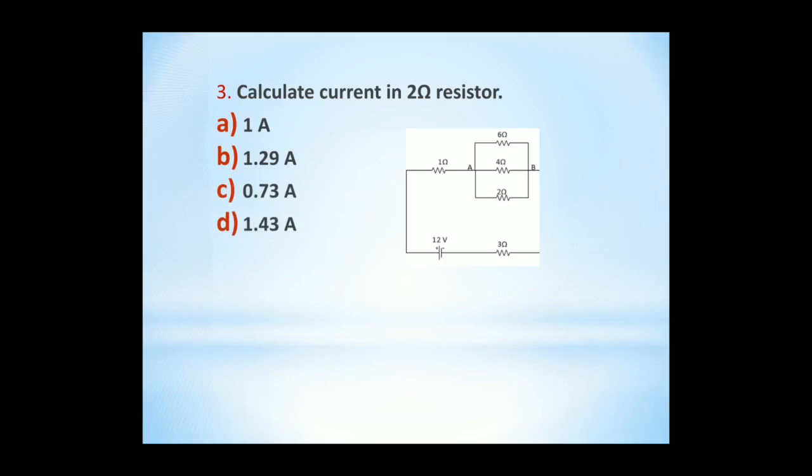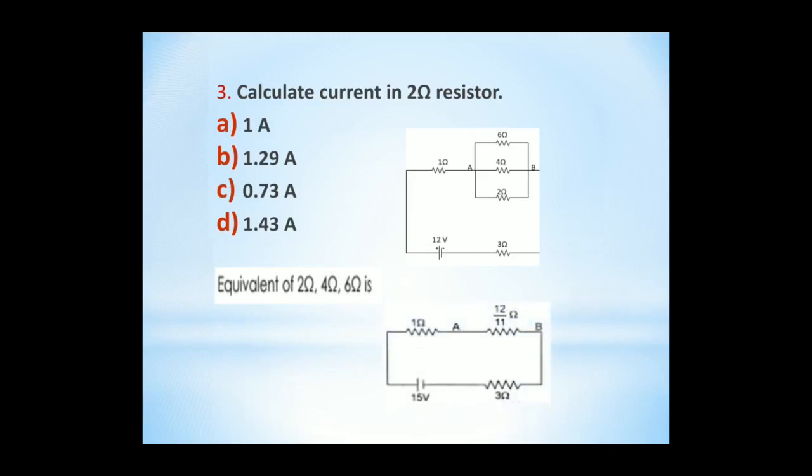We have 3 resistors connected in parallel between point A and B. We have to find their equivalent resistance, which is equal to 12 by 11 ohms, shown between point A and B. We can see in this circuit we have 3 resistors: 1 ohm resistor, 12 by 11 ohm resistor, and 3 ohm resistor. All are connected in series. So when we find their equivalent resistance, we will have 5.09 ohm.